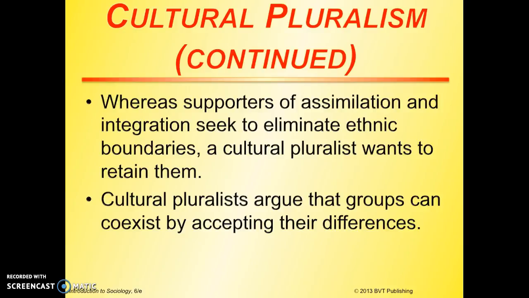Whereas supporters of assimilation and integration seek to eliminate ethnic boundaries, a cultural pluralist wants to retain them. So cultural pluralists argue that groups can coexist by accepting their differences. So when we say that the United States is a melting pot, we look at assimilation and integration, that within this melting pot, they come together into one cohesive culture. But again, with assimilation, they have to forsake or deny or eradicate their investment in participation in that culture. Cultural pluralists argue that it is more like a salad. So within this salad, each individual component or each culture gets to retain their boundaries.